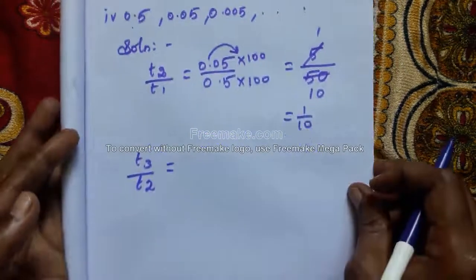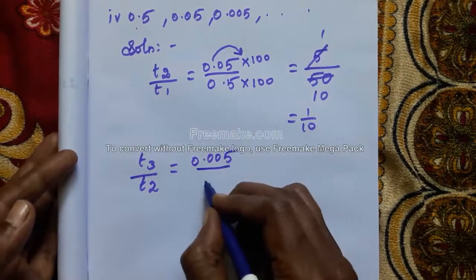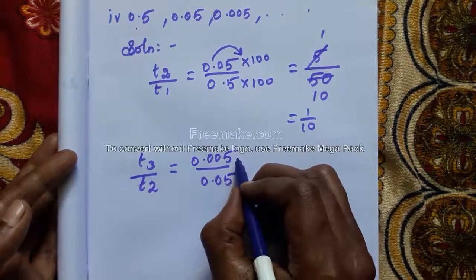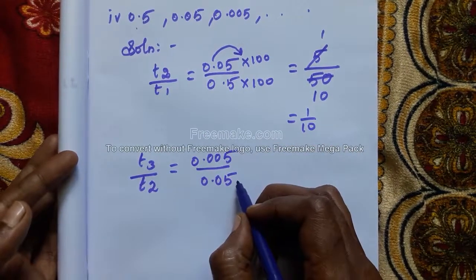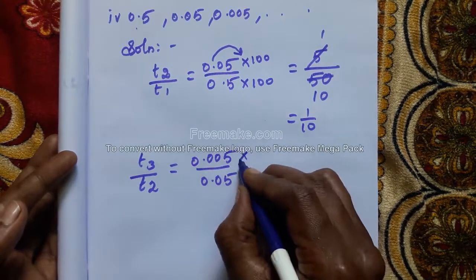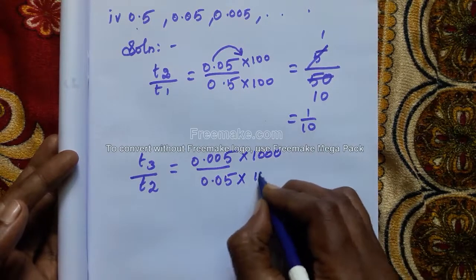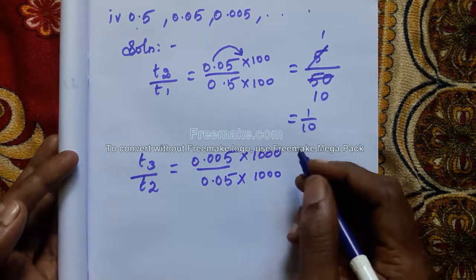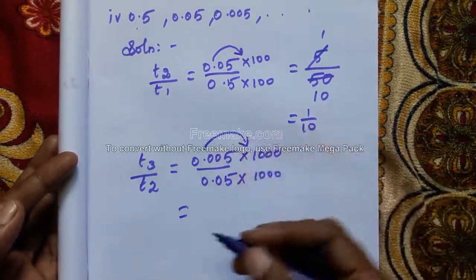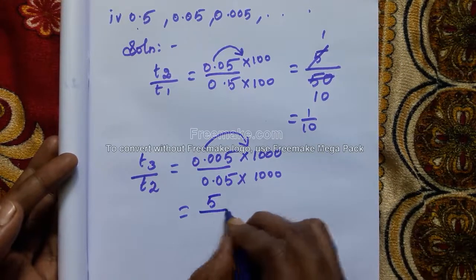is equal to 0.005 by 0.05. Here after the decimal point, 3 digits are there. Here after the decimal point, 2 digits are there. After the decimal point 3 digits are there, so we can multiply by 1000. The same number we have to multiply in the denominator also. So when multiplying by 1000, the decimal point will be moved 3 digits to the right. So we will get 5.